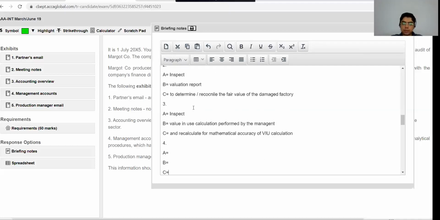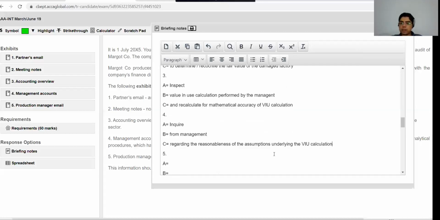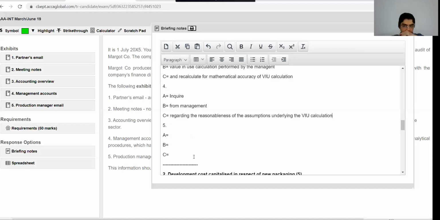Another thing could be to inquire from management regarding the reasonableness of the assumptions underlying the value in use calculation. I mean, you could simply ask them, you could simply question them regarding the reasonableness of the assumptions underlying the value in use calculation.